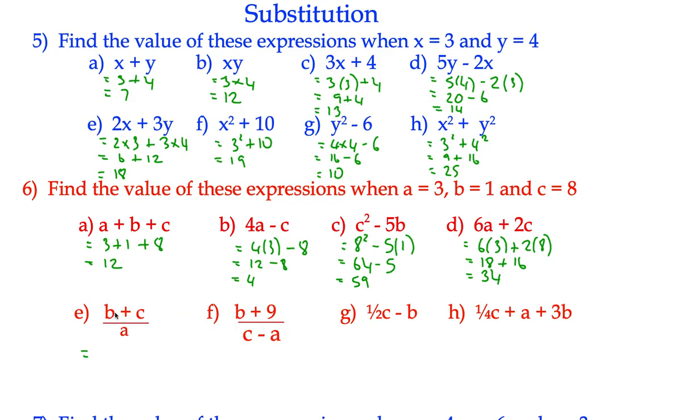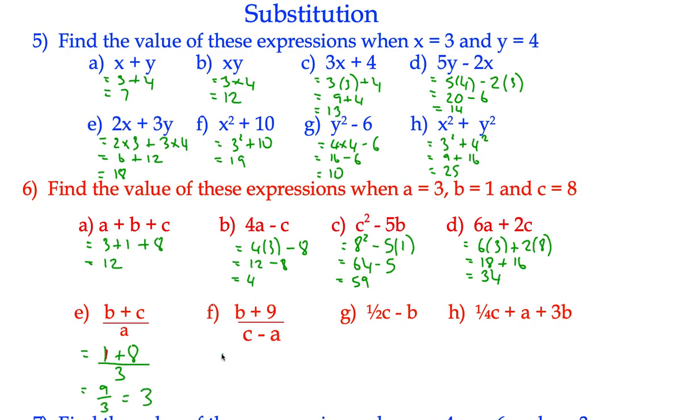Question 6E is B plus C, over A. So B is 1, and I'll make that green so they're all the same. 1 plus C is 8. And then we've got our dividing line, and A is 3. So when we've got a fraction, we've already got a calculation on the top or the bottom. Do that first. 1 add 8 is 9, divided by 3. 9 divided by 3 is 3, so the answer is 3.